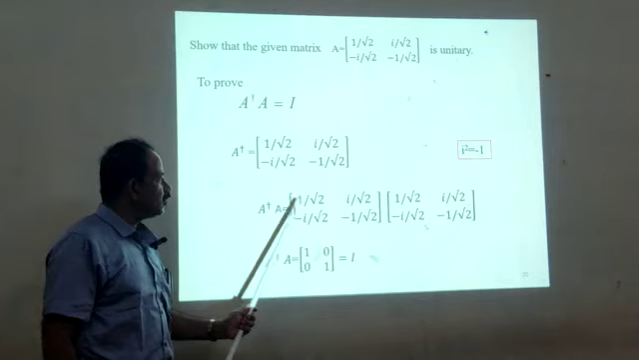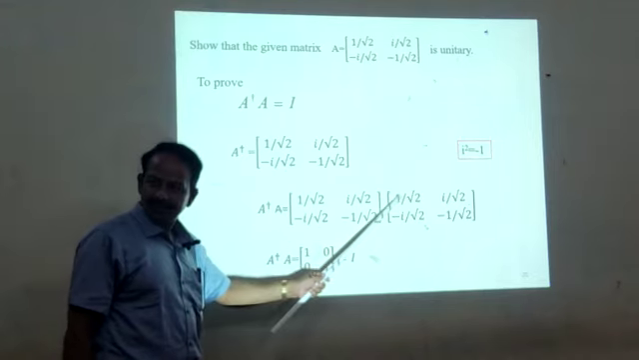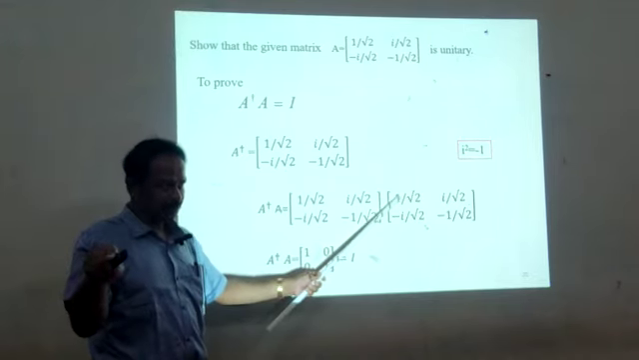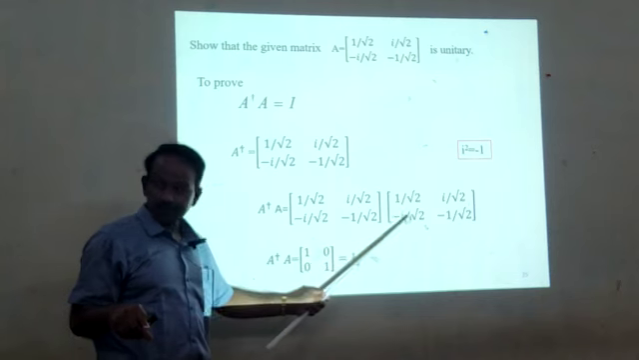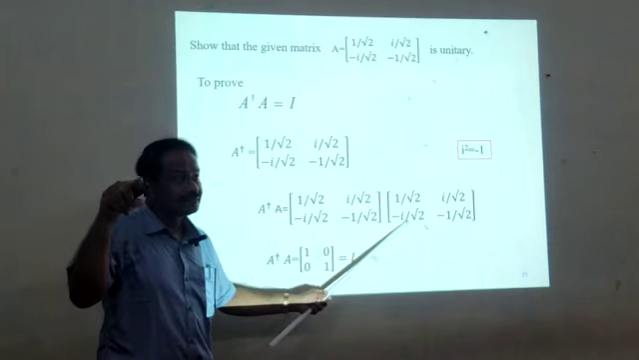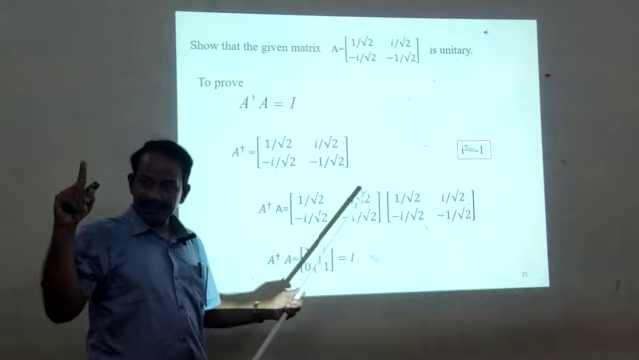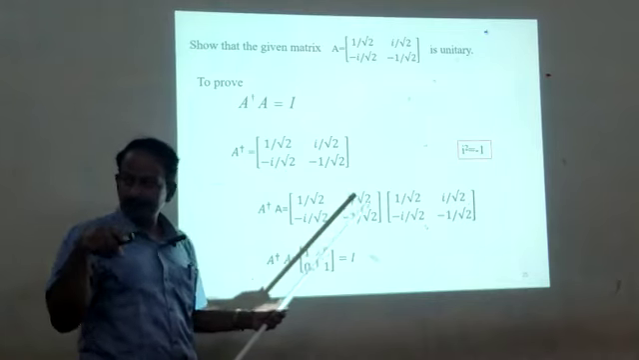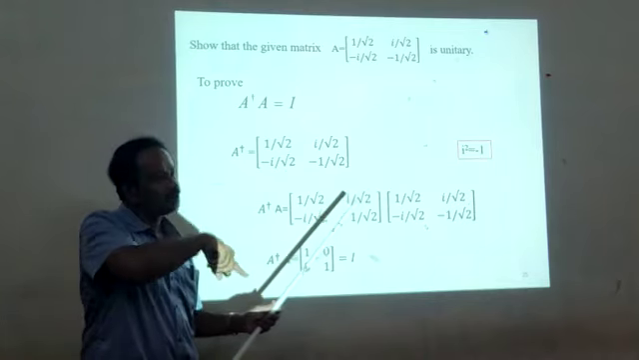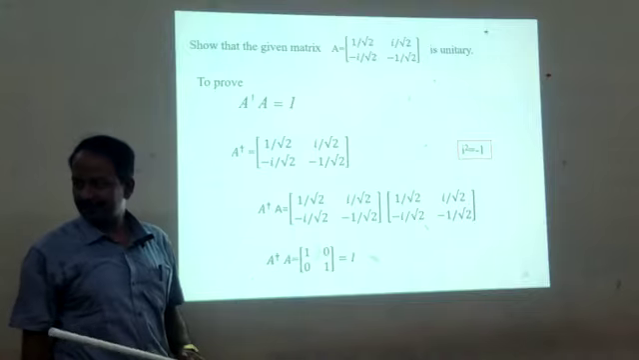I repeat, 1 by root 2 multiplied by 1 by root 2 will be 1 by 2. i by root 2 multiplied by minus i by root 2 will be minus i squared by 2. i squared is minus 1, already one minus exists, so 1 by 2. Already 1 by 2, so 1 by 2 plus 1 by 2 is nothing but 1.